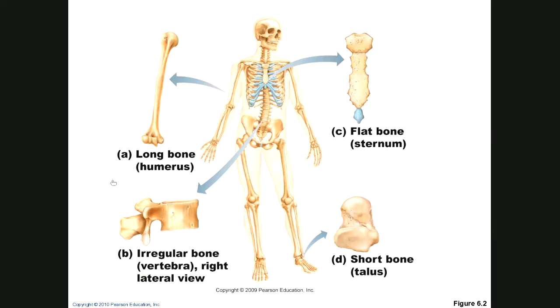Okay, names of bones. The humerus is a long bone because it is long. The sternum is a flat bone because it's flat. Vertebrae are irregular bones because of their irregular shape, and then the talus, as well as the other bones of the carpals and tarsals, are short bones.